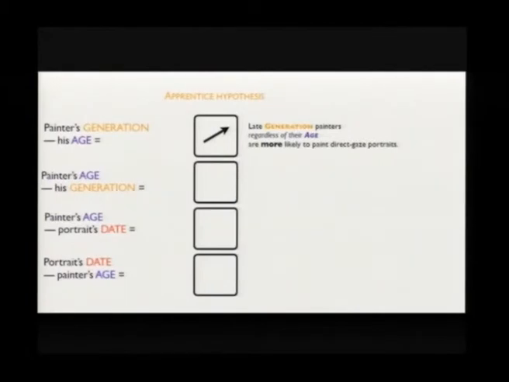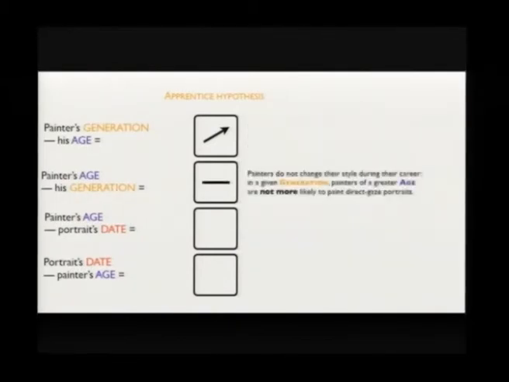Late generation painters, regardless of their age, are more likely to paint direct gaze portraits. That's the apprentice hypothesis. Why? Because the effect entirely depends on the painter's date of birth. So if we look at the different cohorts, the cohort that arrived later, we will see more direct gaze paintings. We also predict, and that's a stronger prediction, that painters will not change their style during their career. In a given generation, painters of a greater age are not more likely to paint direct gaze portraits. In other words, they do not learn. It's a critical period. They have a period of learning, and then it's done for the rest of their life. They could change many, many other things, but not that.